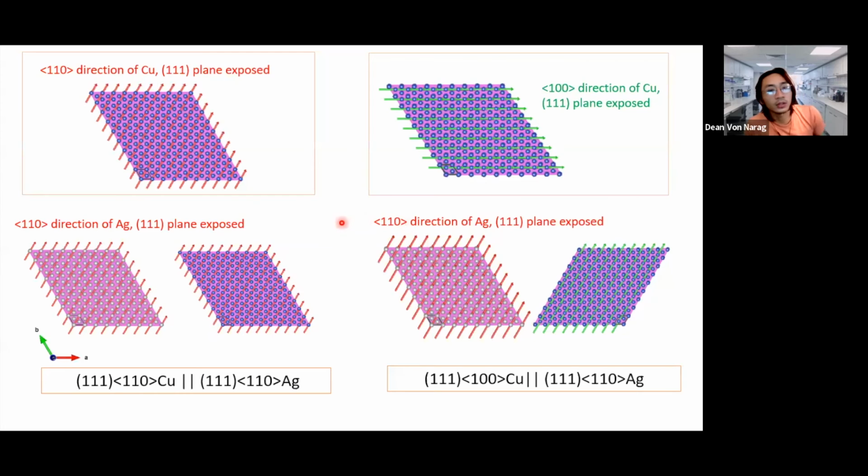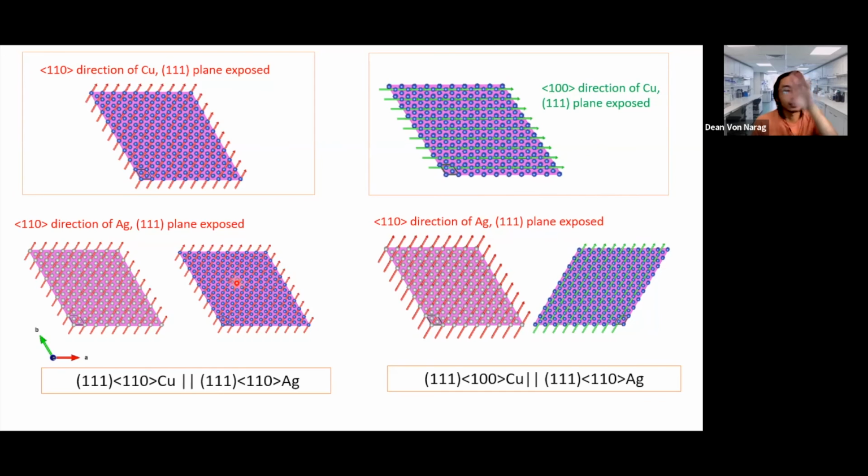Okay, so what about other cases? So here, everything here has their 111 plane exposed, okay? So for this case, we have the 110 direction of copper, and for the other case, we have the 100 direction of copper. So say we want to grow this orientation. So we take the 111 plane of silver, 111 plane of copper, and then we need to have the directions 110 for copper and 110 for silver parallel to each other.